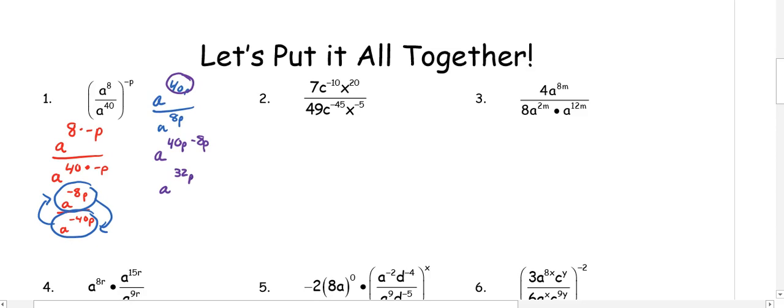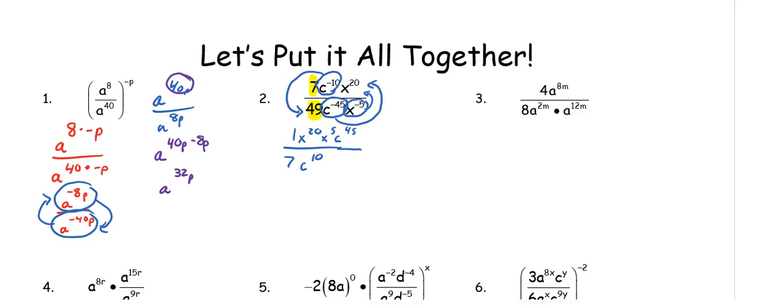In number 2, we have some numbers that right off the bat we can reduce. So we have 7 and 49. Both of those numbers are divisible by 7. So I'm going to have 1 over 7. Then notice we have some negative exponents, so we need to move those. So c to the negative 10th needs to move to the denominator. C to the negative 45th needs to move to the numerator. And x to the negative 5th needs to move to the numerator. So when I rewrite this, I have x to the 20th, x to the 5th, and c to the 45th in the numerator. And in the denominator, I have c to the 10th.